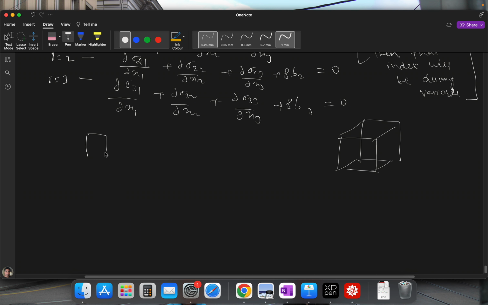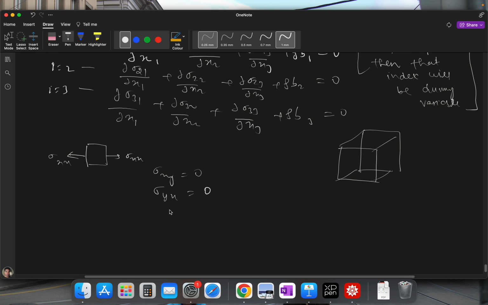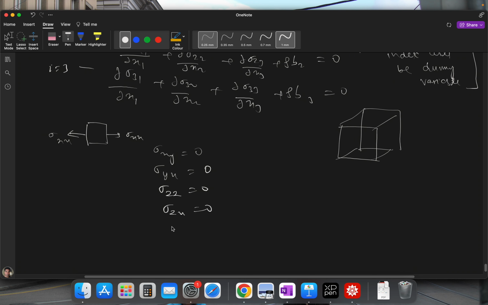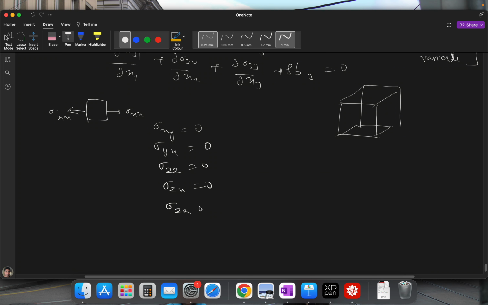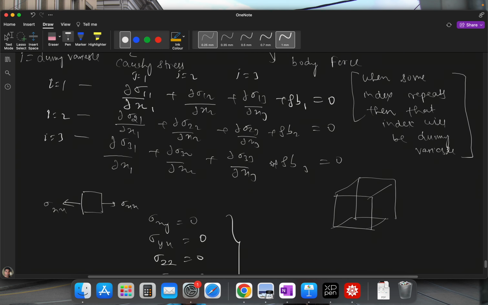So when you take an element here, then you will see that there is sigma xx, and there is no sigma xy, there is no sigma yx. You already know that sigma xy and sigma yx are both the same, from angular momentum equilibrium. Sigma zz is also equal to 0, sigma zx is also equal to 0, sigma zy is also equal to 0. So only sigma xx will remain.